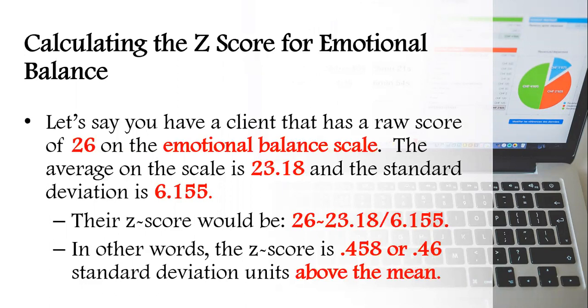The average on the scale is 23.18 and the standard deviation is 6.155. Thus, their z-score would be 26 minus 23.18 divided by 6.155. In other words, the z-score is 0.458 or 0.46 standard deviation units above the mean.